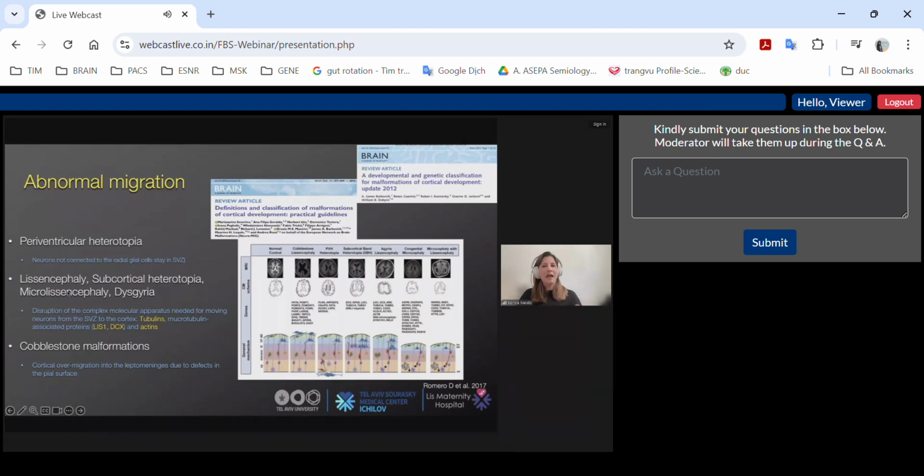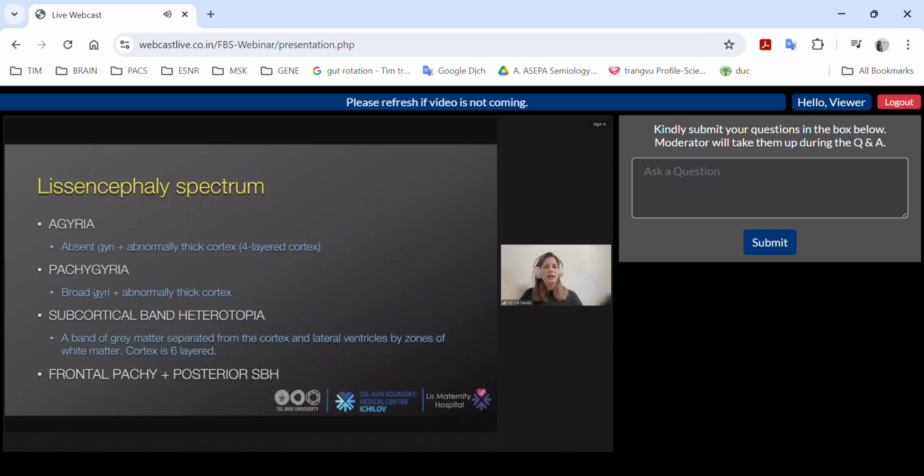Whenever we have gaps in the pia mater, we will be facing cobblestone malformations, and these neurons will over-migrate the cortex. Regarding our lecture, the lissencephaly spectrum: we have agyria, absent gyri; pachygyria, broad gyri; subcortical band heterotopia, lines of neurons in between the subventricular zone and the cortical zone. And we may have the combination of frontal pachygyria and posterior subcortical band heterotopia. It seems very easy and fine, but it's not.